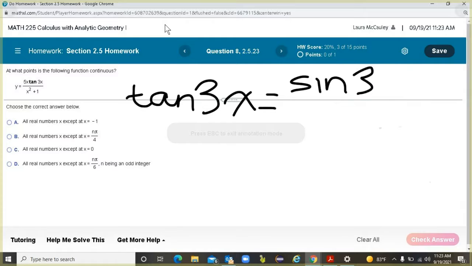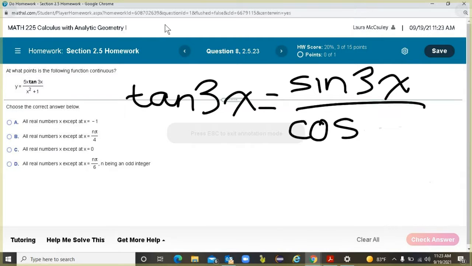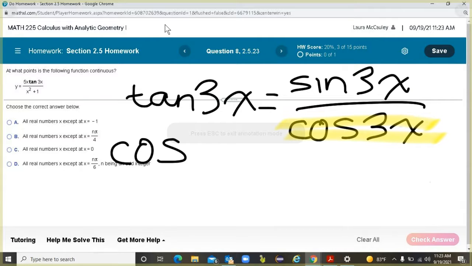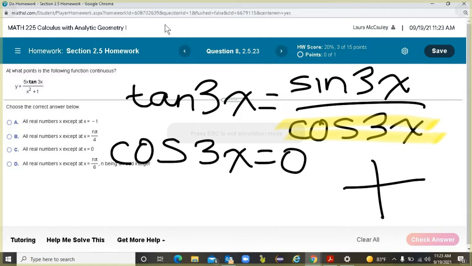Tangent is sine over cosine. So what we need to do is make sure that the denominator is not 0. Or in other words, figure out where it is 0 and take those places out. So if the cosine of 3x is equal to 0, let's think about that unit circle. Cosine is 0 up here at pi over 2. Cosine is also 0 down here at 3 pi over 2. And actually, every pi over 2 plus a multiple of pi is going to give you a bad spot.